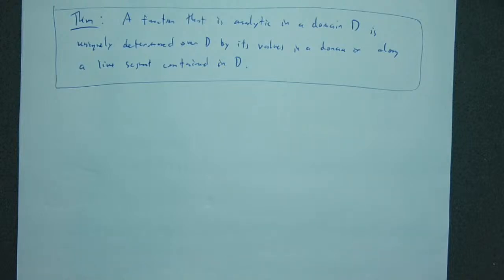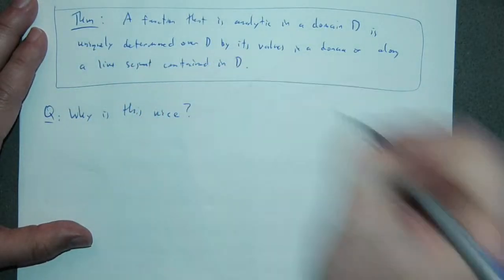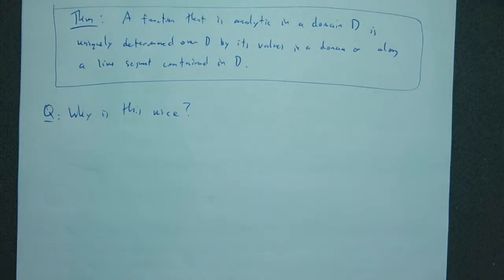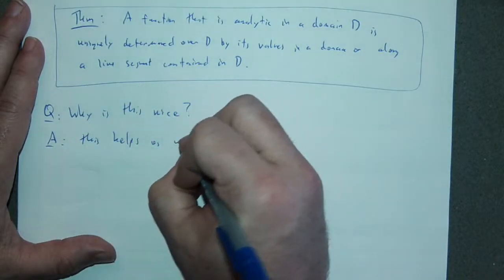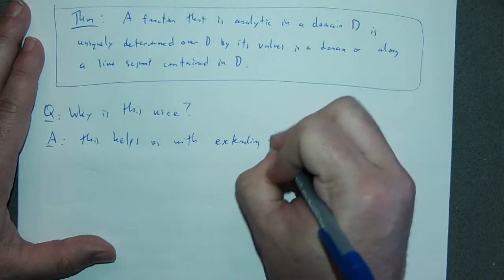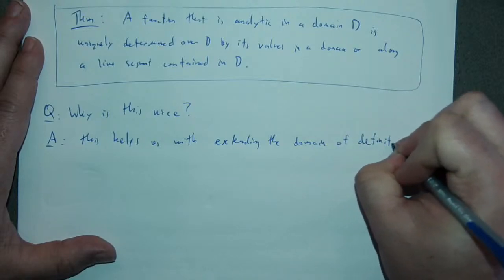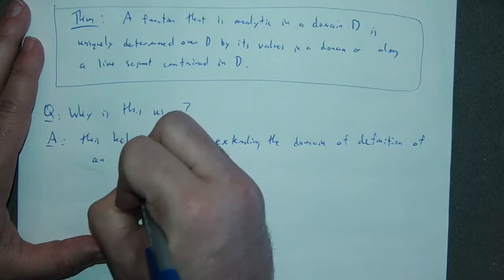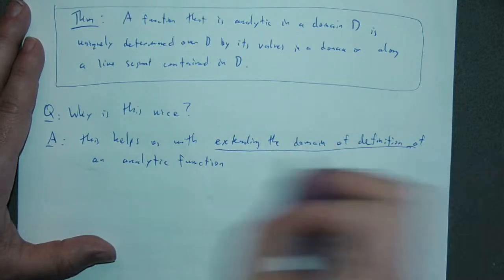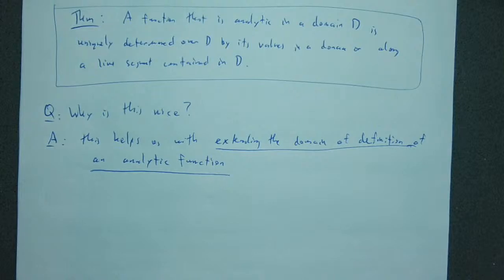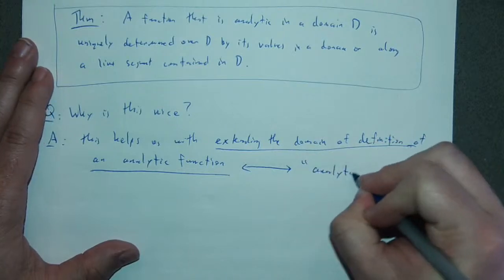So this is important to us. Now, why is this important? Why is this nice? Well, the main answer is this helps us with extending the domain of definition of an analytic function. Now, this process of extending the domain of definition of an analytic function has a more concise name. This is known as analytic continuation.